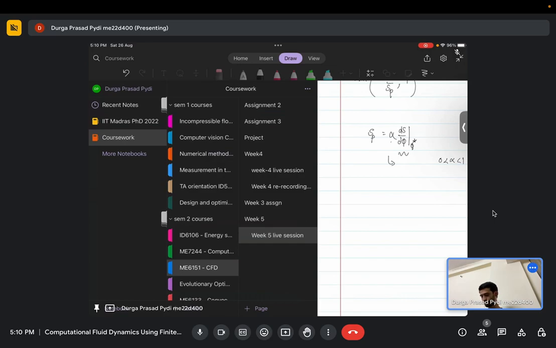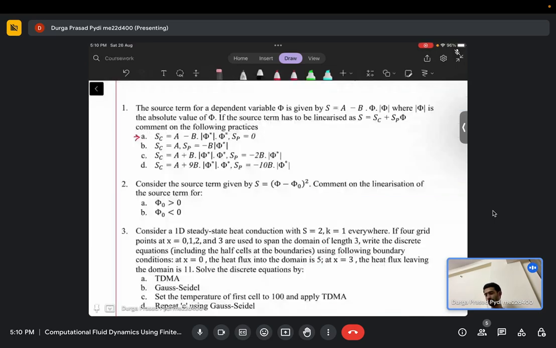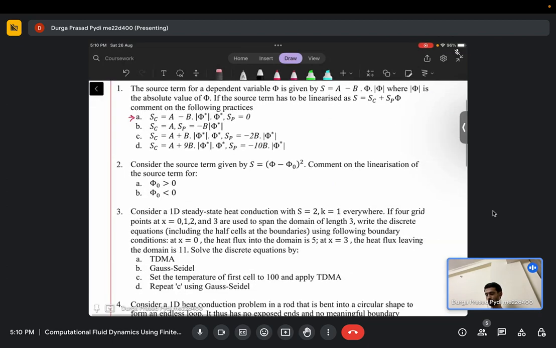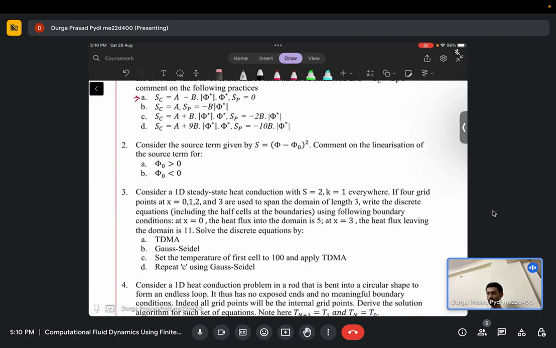The second question here is also a similar question, but the difference is that there are two possible cases. Your source term is given by phi minus phi naught whole square. Now how do you linearize it when phi naught is positive and when phi naught is negative? The first question to ask is why does it depend on that?